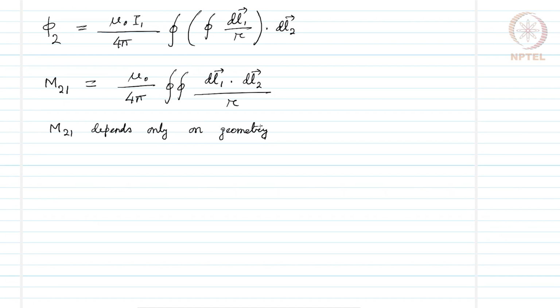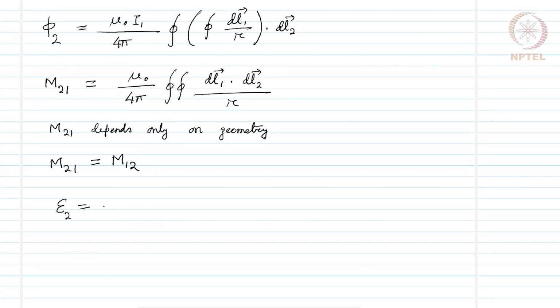And nothing else, and because there is a dot product involved and dot product is commutative, M21 would be equal to M12. It does not matter whether we have dL1 first or dL2 first, as long as we are evaluating the same integral. After establishing this, let us write down the EMF on the second loop.